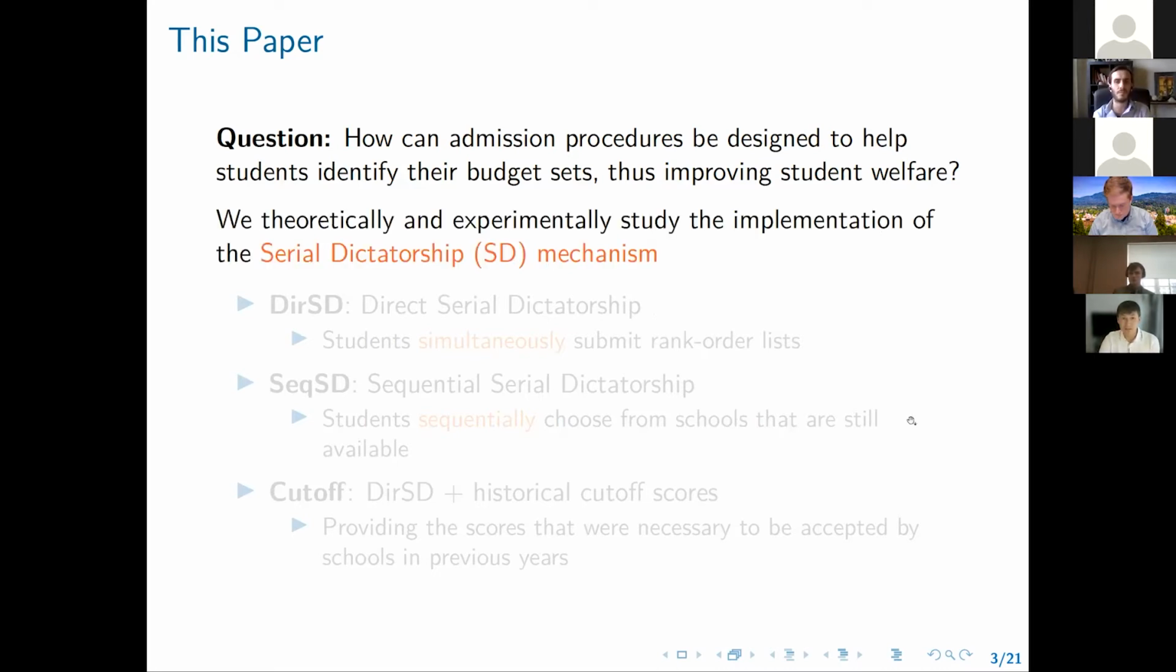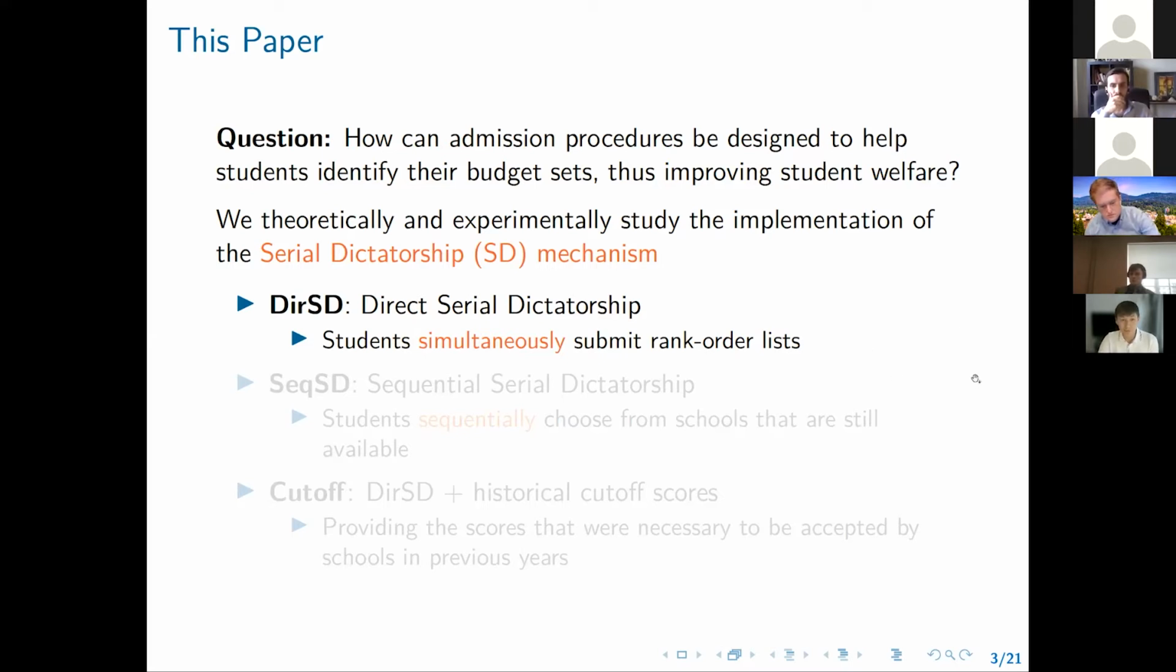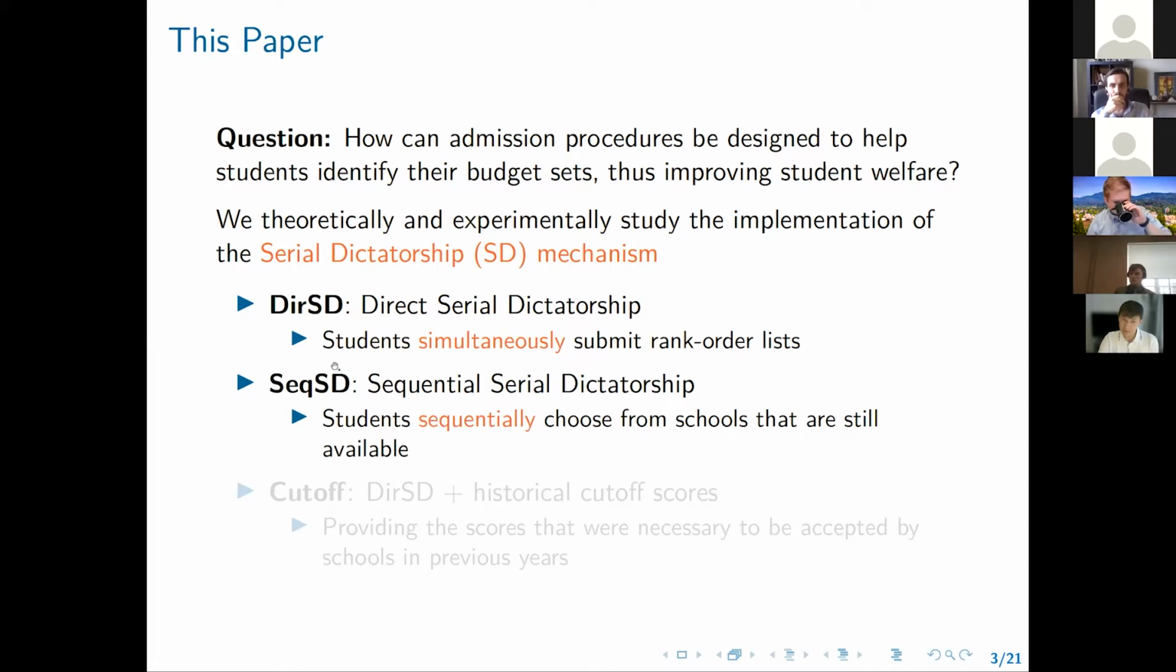And we consider three serial dictatorship mechanisms, which I likely don't have to spend time introducing here. By DRSD, we will refer to the direct serial dictatorship mechanism. This is just a mechanism where people submit unconstrained rank order lists to the designer, and then the designer one by one assigns the best possible university according to the rank order list to students in order of their priority.